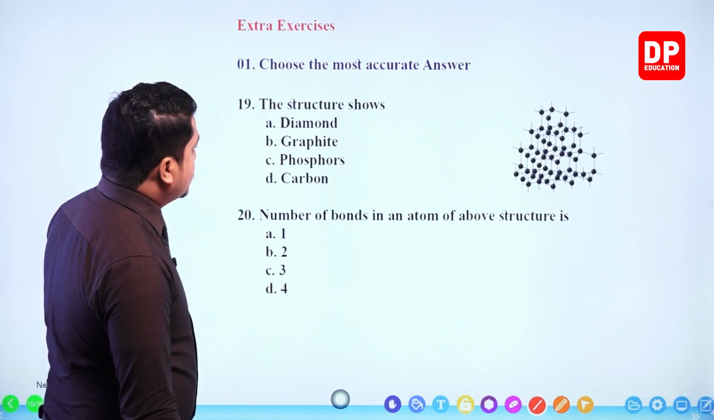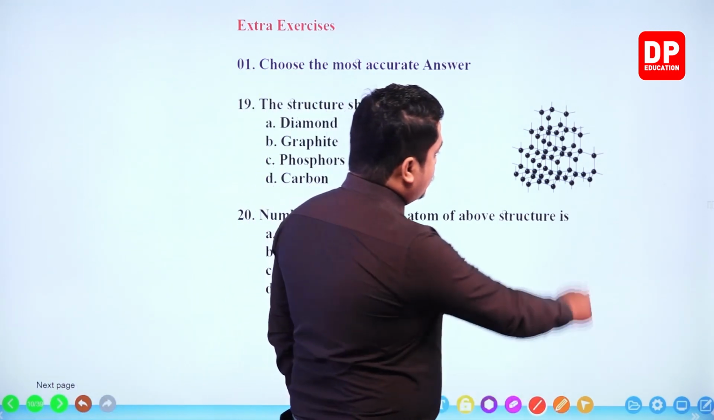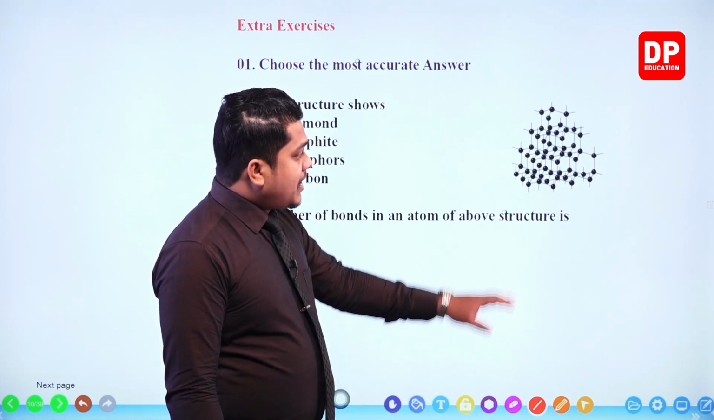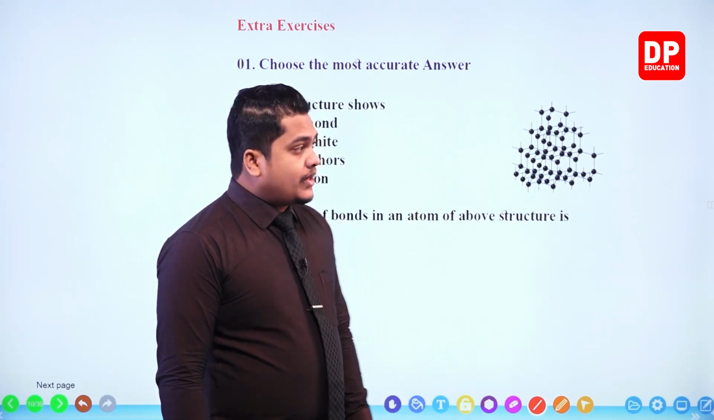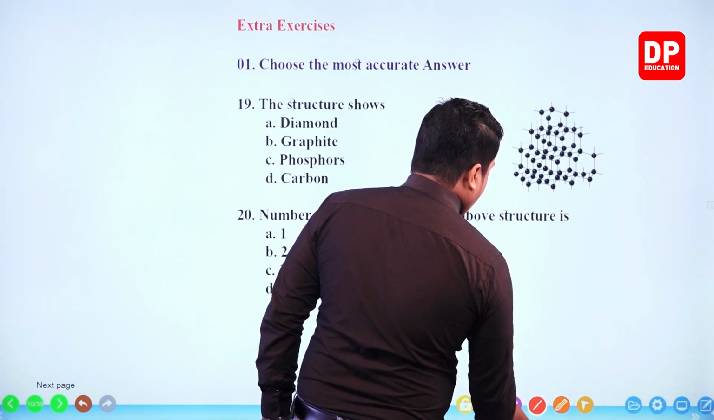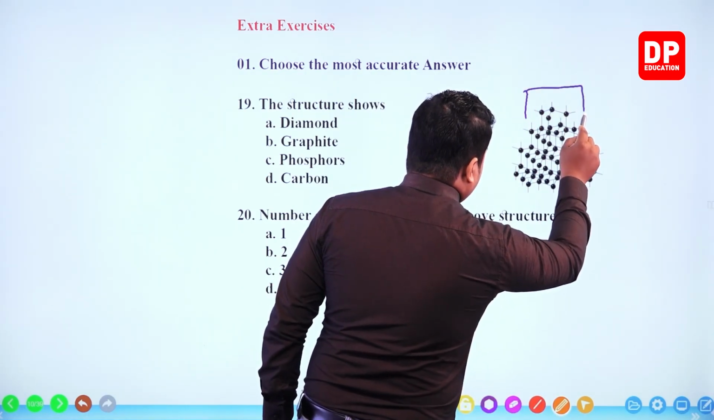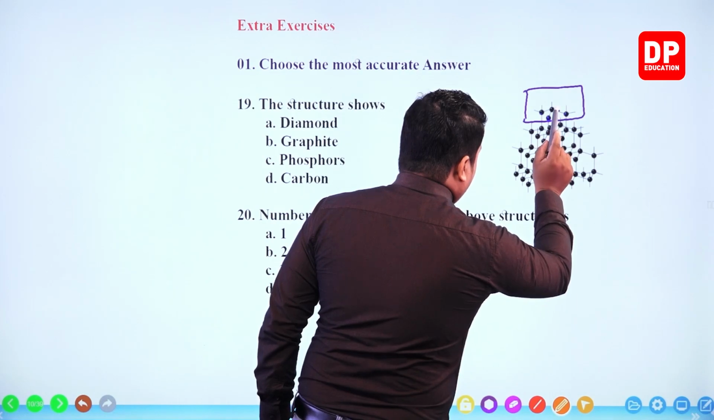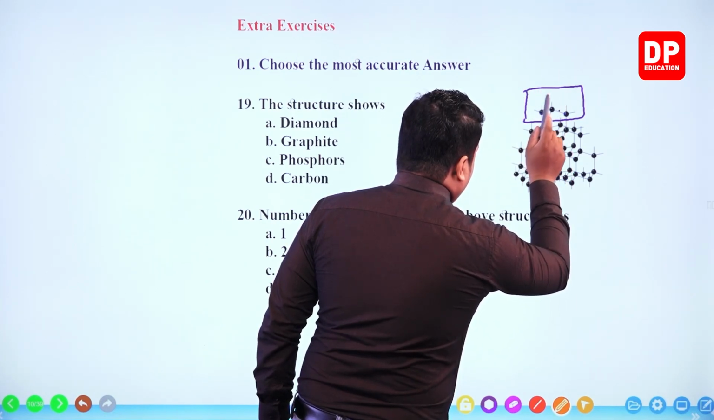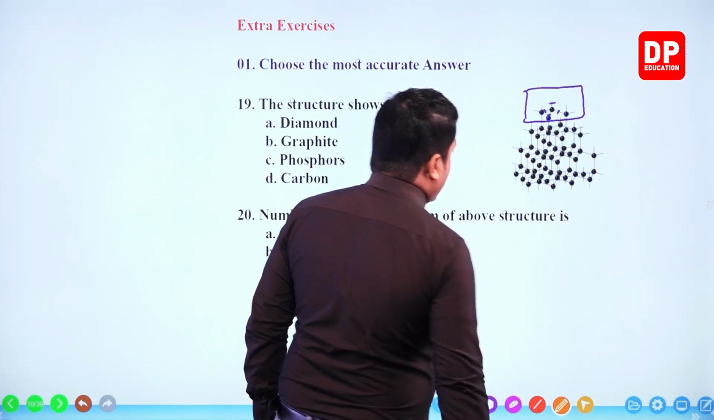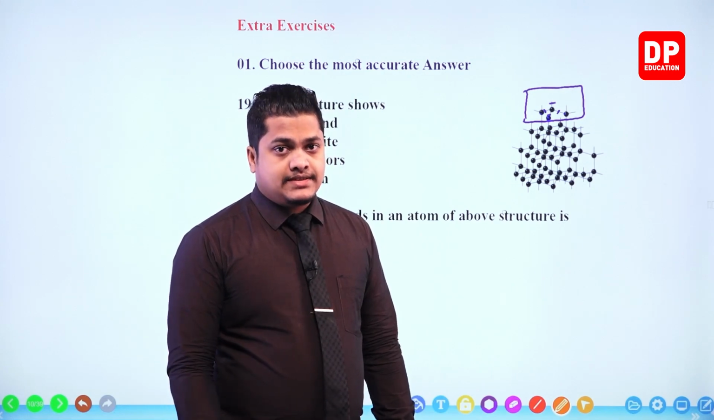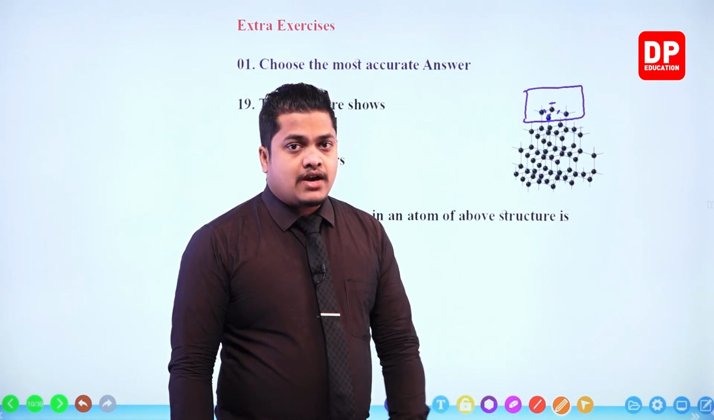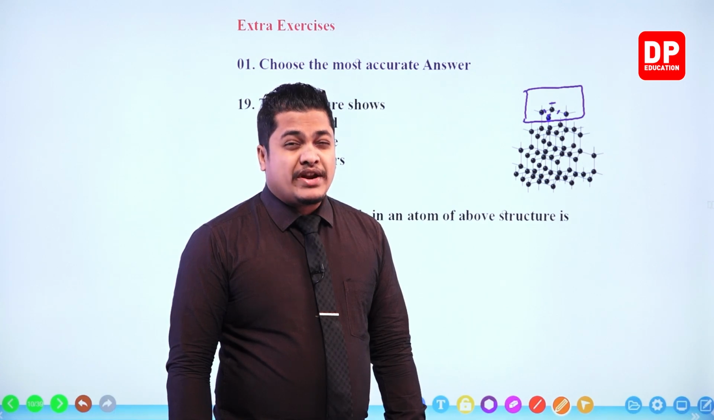Question number 19. The structure shows one polymorphic structure of carbon. As you can see, here the particles are well orderly arranged, and if you take one particular section like this, there are 4 carbon atoms, 1, 2, 3, 4, and there are 4 bonds within one carbon atom, 1, 2, 3, 4. So can you remember, my dear children, if one carbon atom is bonded with 4 nearby carbon atoms, then that structure is going to be very strong.